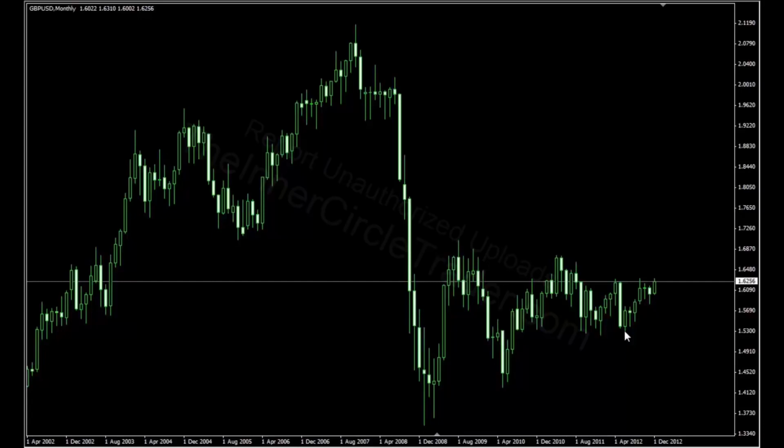Now, what I want to draw your attention to is the fact that if you go to the left side of your chart here just a little bit, see all these lows in here? Okay, and see the lows over here? Now look at the bodies of the candles here.